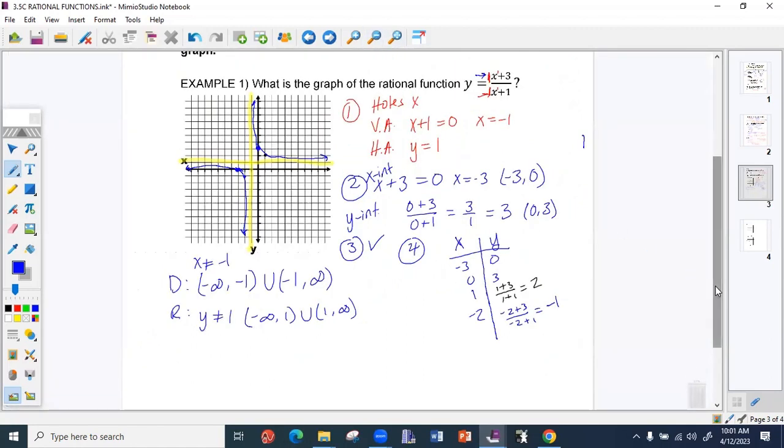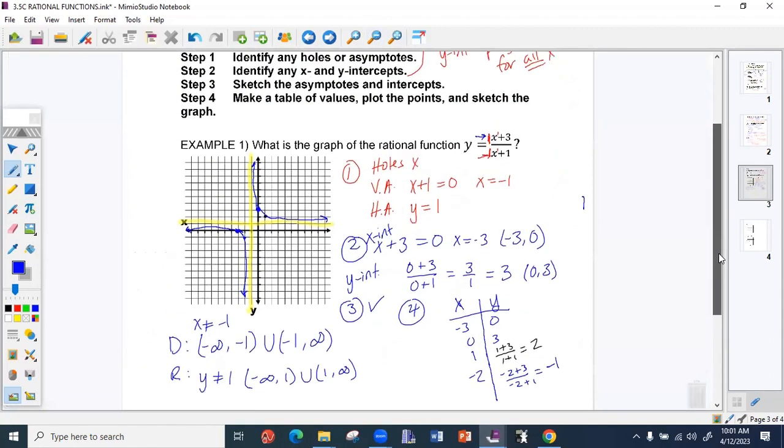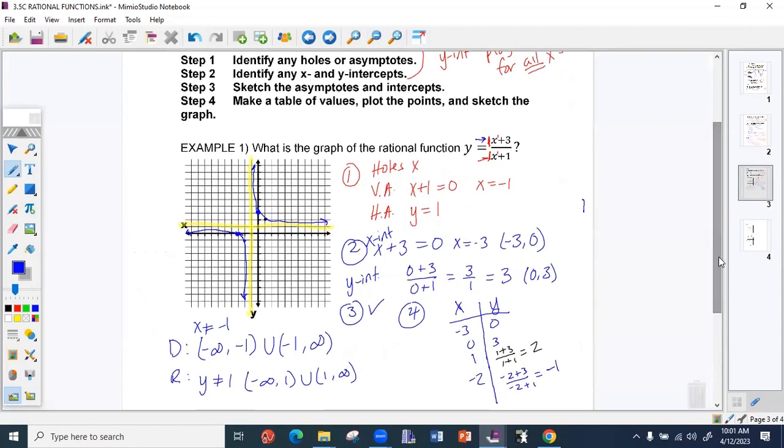All right, so that's the full goal of this section, is to be able to do it all. To be able to identify your asymptotes, find your x and y intercepts, create a graph, and find key points to help you finish out your graph. Okay? What are your questions, comments, or concerns?